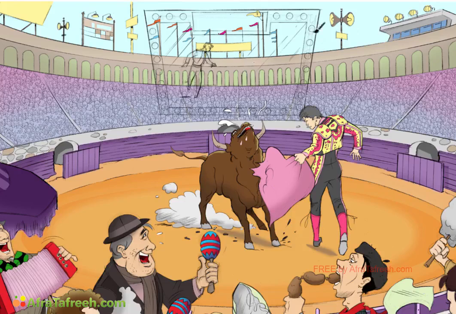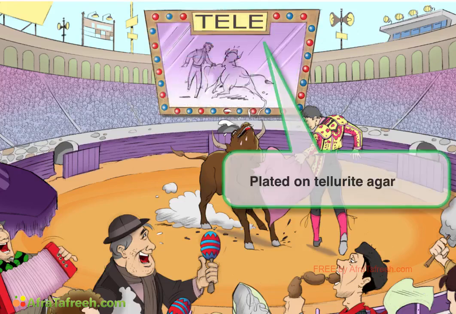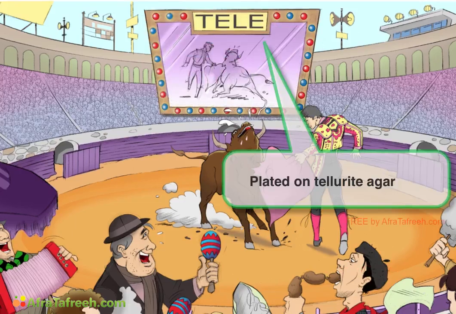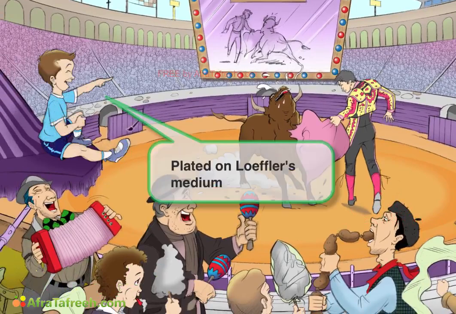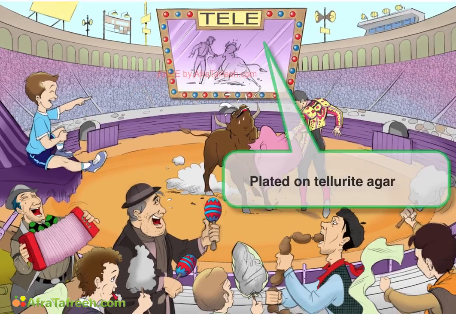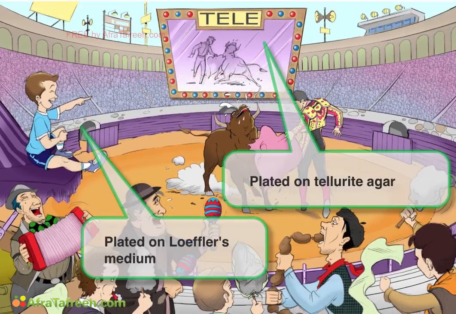To remember the tellurite media, we'll draw a large screen like in any sports arena, and we'll write "telly" on it to reinforce the word tellurite. To help you remember Loeffler's medium, we'll draw a kid who is laughing as he's watching the show. Laugh or laughter should remind you of Loeffler's. So telly for tellurite and laughter for Loeffler's.